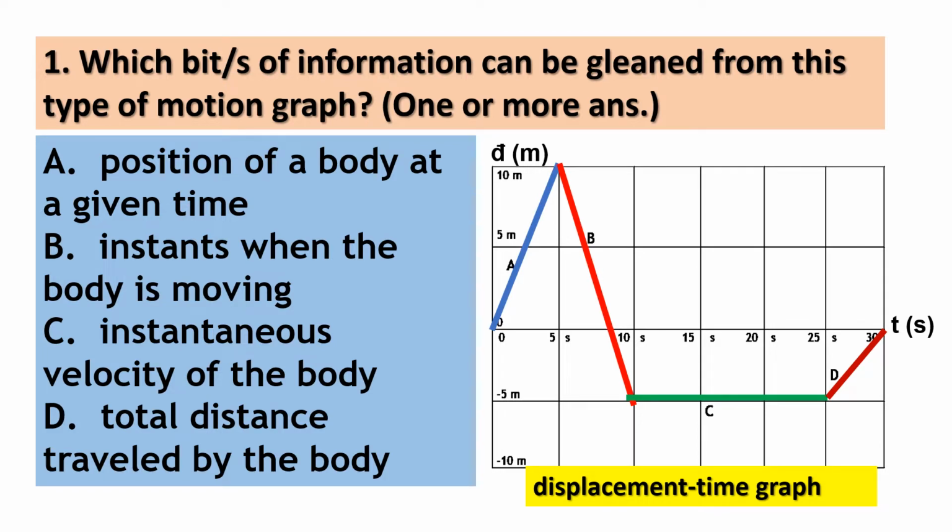All right, so do you know what the answer or answers are? All right, the correct answers are A, B, C, and D. So they're all correct. In other words, from a displacement time graph, we can determine all of these bits of information, right? So I'm going to explain why each one of this information can be determined from the displacement time graph.